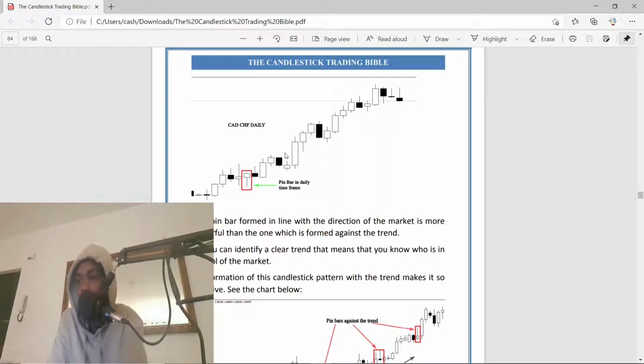So as you can see on this chart here, you've got this pinball here, and it clearly is just a confirmation that price is going to continue trending upwards. Even after the pullbacks, it's still trending upwards, because this clearly identifies that sellers, although they are in the market, are getting overwhelmed.